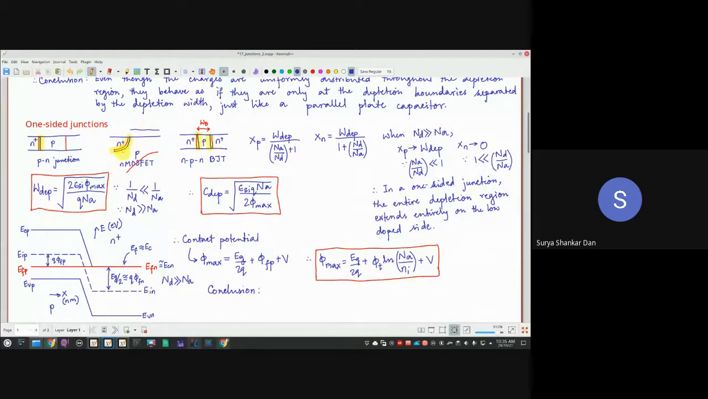So this phi max, the built-in potential or contact potential between N plus and P, is also sometimes called the junction potential. This junction potential is independent of the doping in the N plus region. Suppose you have doped it here 10 power 20, and here 10 power 16. That means your phi max is dependent only on this 10 power 16 part.